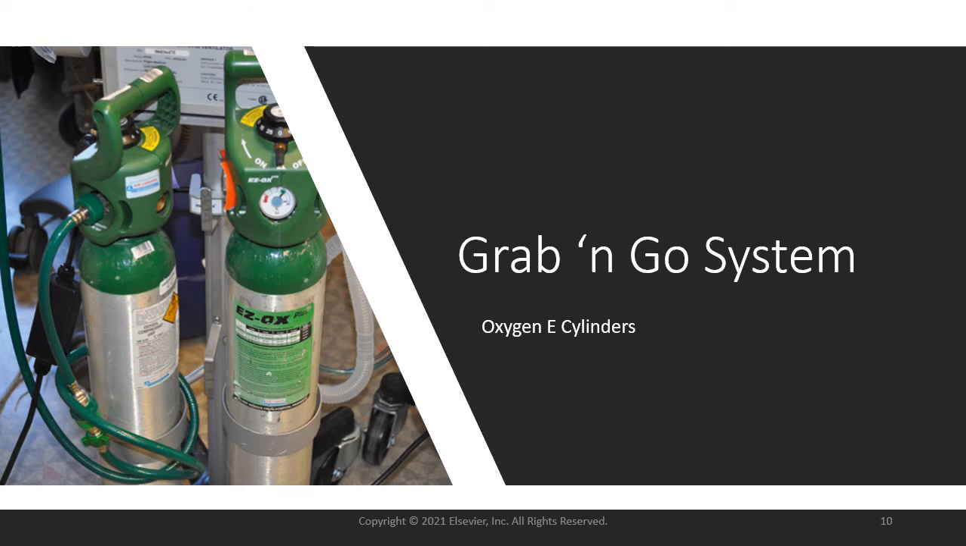Pictured here are oxygen E-cylinders with a grab and go system. One is hooked to 50 psig. The other has an outlet where you could put a nasal cannula or other piece of oxygen equipment.